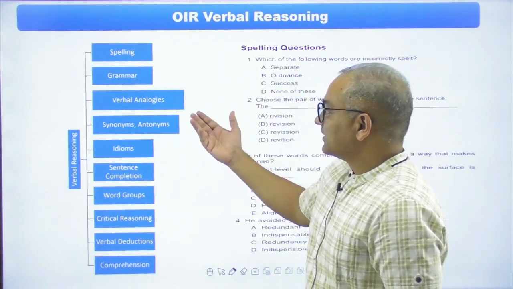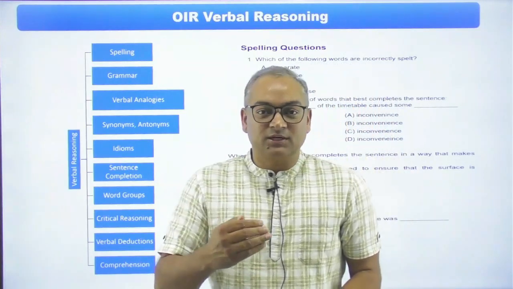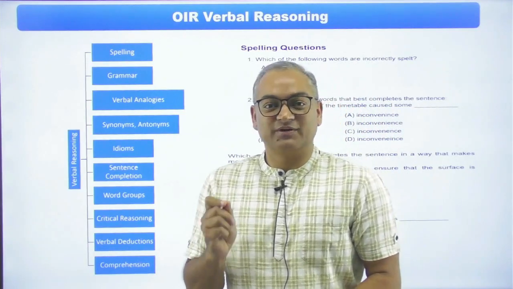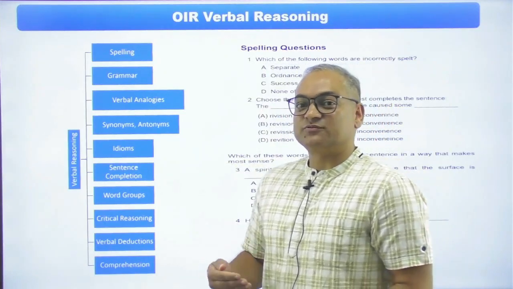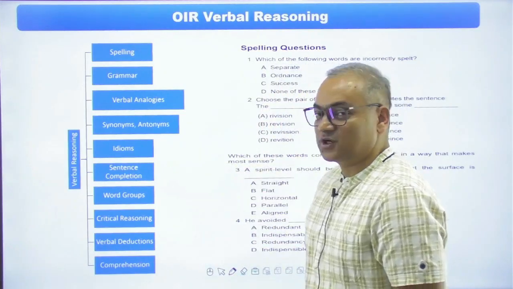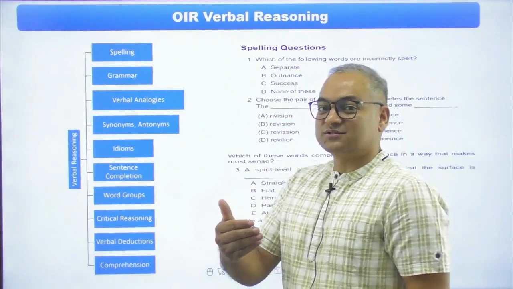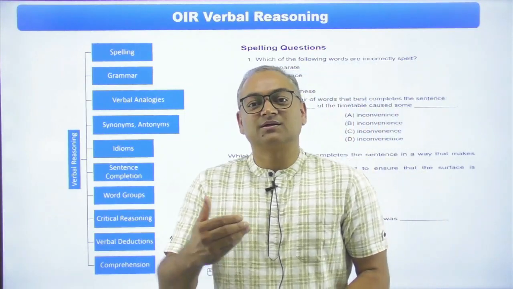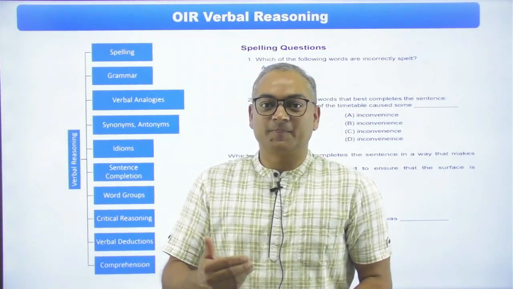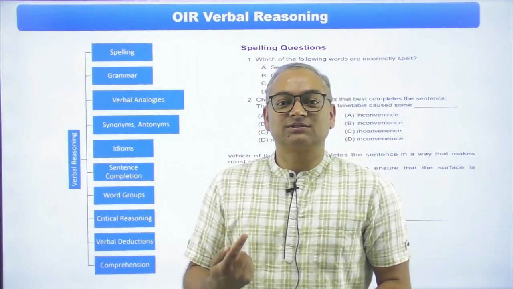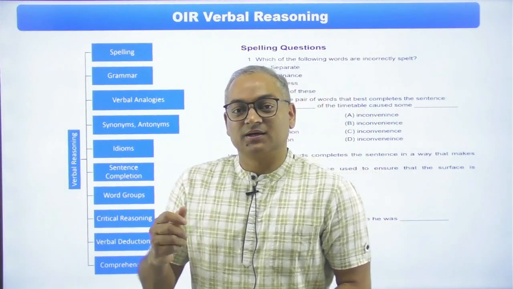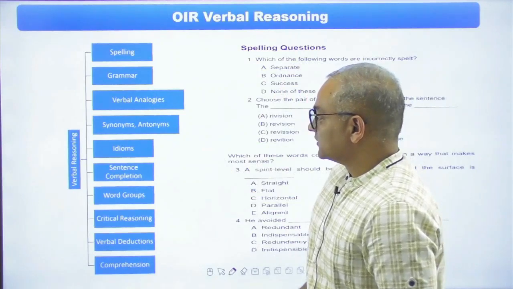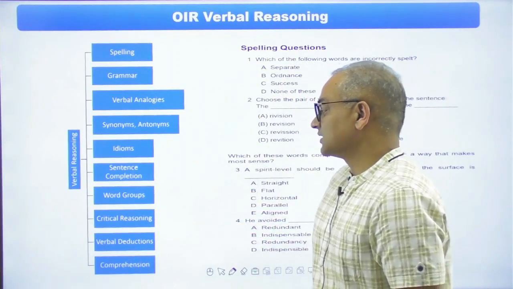And then verbal analogies, synonyms and antonyms. These are to check the understanding of the language. The understanding has to be very precise so as to pick the right answer from the given choices. And then idioms: the question could be based on idioms, what is the right idiom for that. And then sentence completion: a sentence is given and choices are given in the answers, so you have to tick the right answer, completing the sentence using the right word from the given choices. And then questions could be on word groups, critical reasoning, verbal deduction and comprehension.